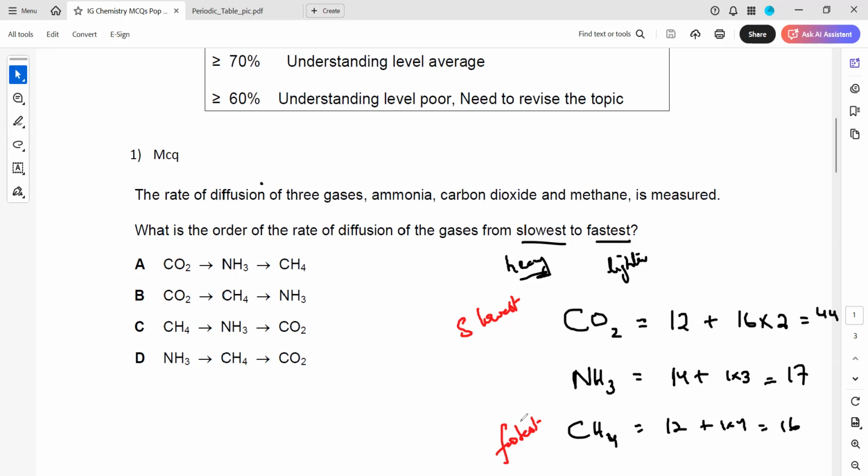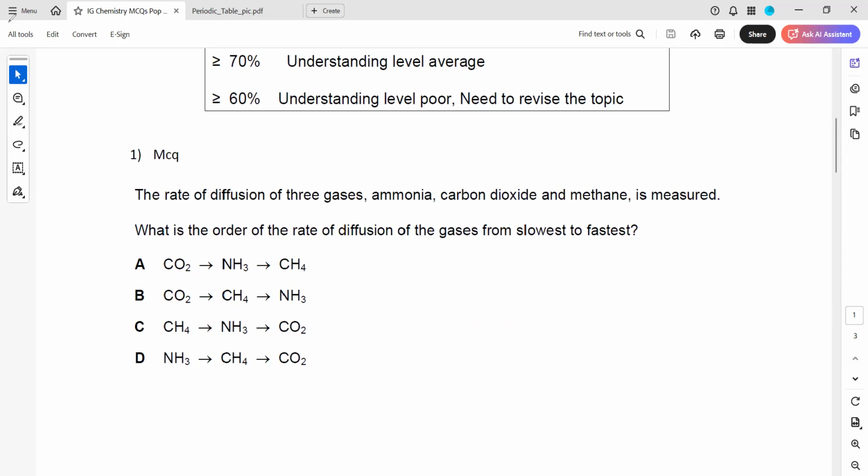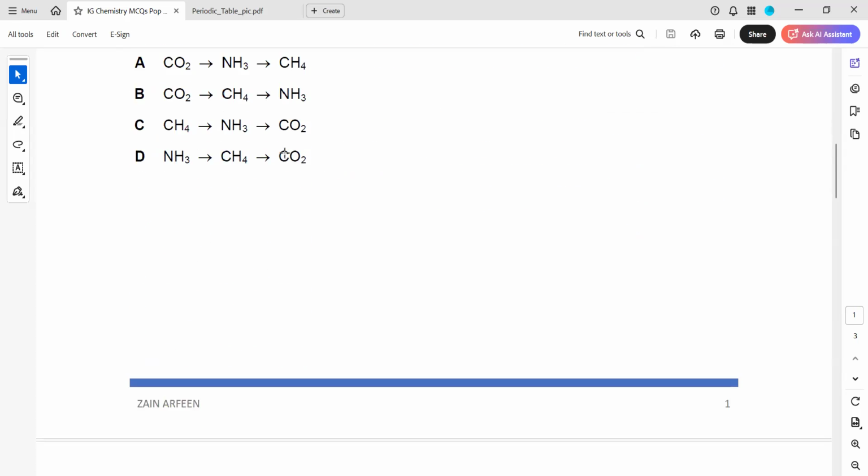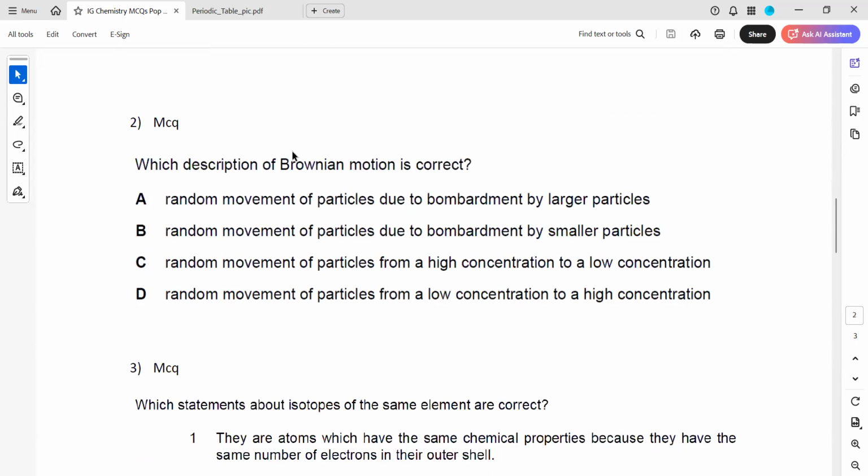So what will be the order from slowest to the fastest? The first, slowest, is carbon dioxide, followed by NH3 and followed by methane. So A will be the right answer for this. Is it clear? Yes, sir. From their masses, we worked out the rate of diffusion. Question 2, any doubt?